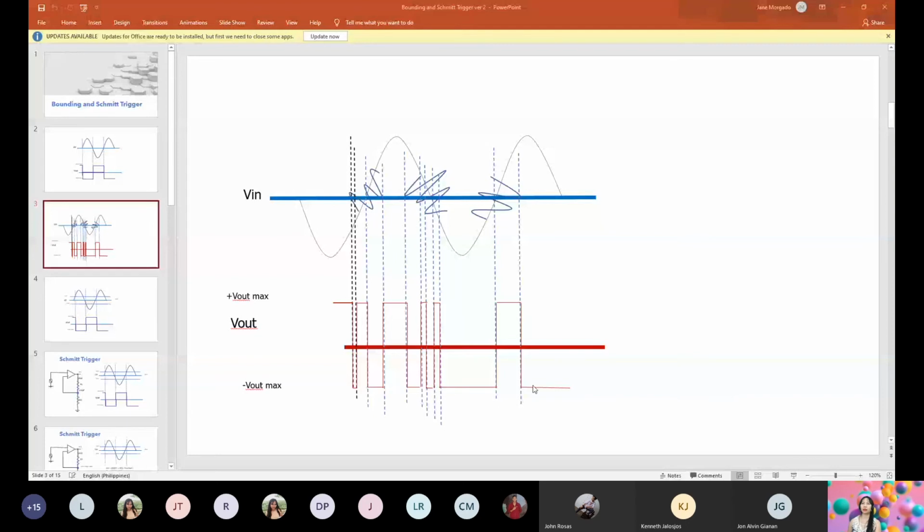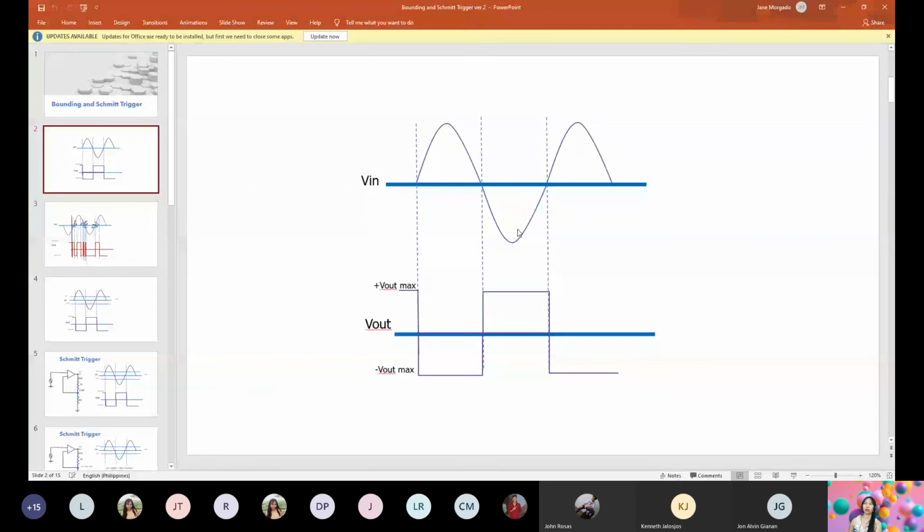So what can you say about slide number 1 and slide number 2? With slide number 1, let's say you have an ideal input voltage, a smooth sinusoid. So we expect a smooth output, a smooth transition from negative Vout to positive Vout. You have a smooth output, and it also gives you an accurate output.